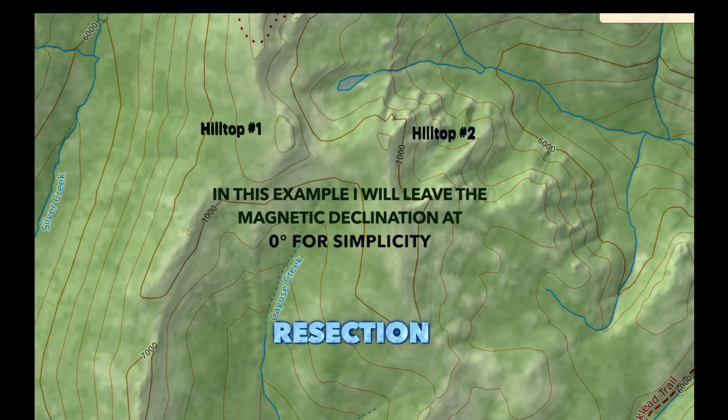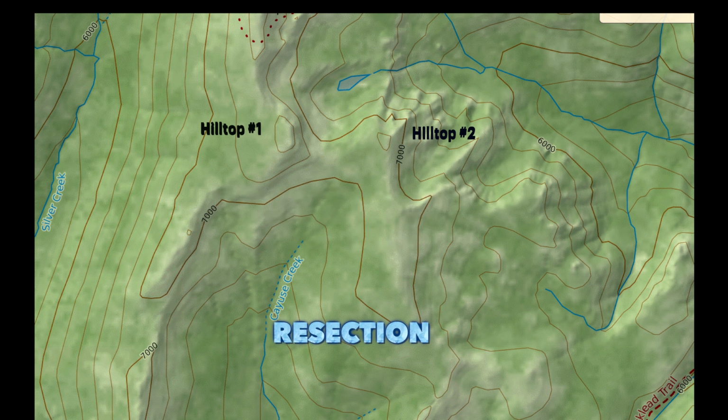Now we need to convert these magnetic azimuths using the magnetic declination. We'll keep it at 0 in this example for simplicity reasons. So we'll take a line, our back azimuth from Hilltop 1, which is 150, and from Hilltop 2, which is 210, and where they intersect is your location.